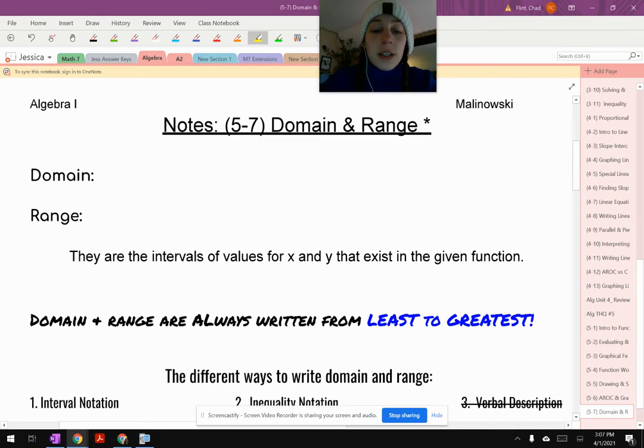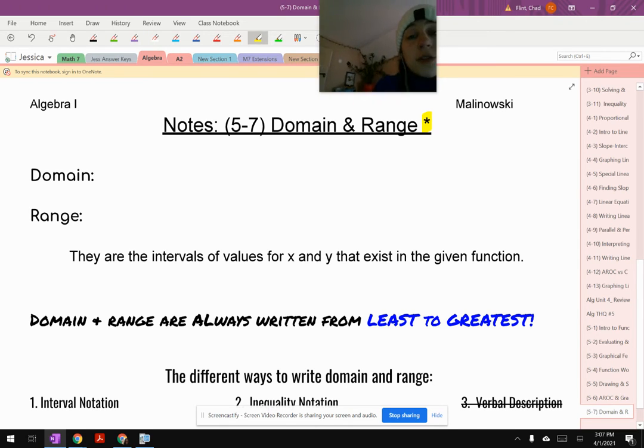Okay, so here we are looking at notes for 5-7. This is domain and range, and this title has a little star next to it because this is a very important lesson. This shows up every single year on the Regents exam in at least multiple choice format.